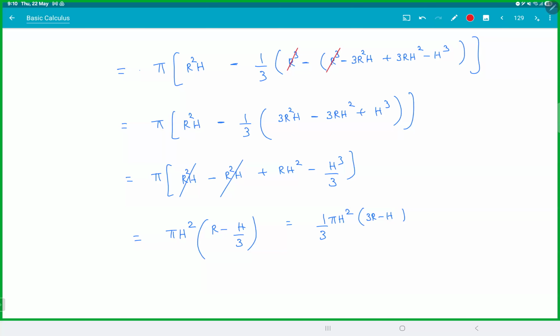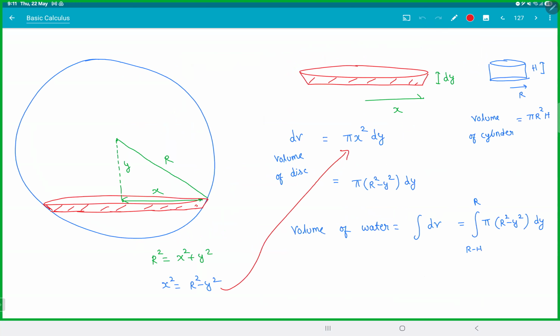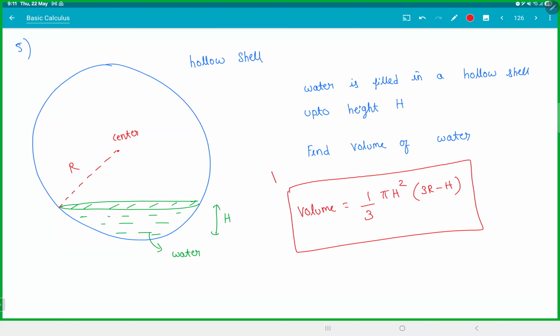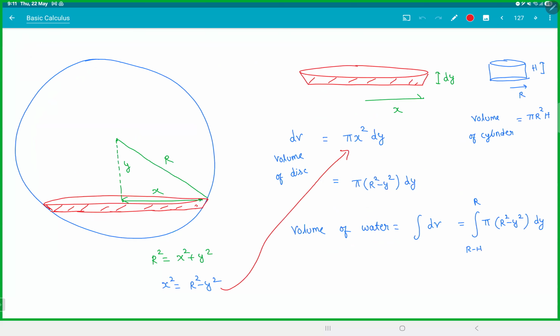Now, did you notice something? Till now, we learned how to find volume of a full sphere or a half sphere. But now you know the volume of a sphere, no matter to what height it is filled, isn't it? These things we couldn't have done before. Without integration, this wouldn't have been possible. So it's a pretty good answer. You can kind of remember this. So the volume of this is 1 by 3 pi h square into (3r minus h). This is how you'll get questions.